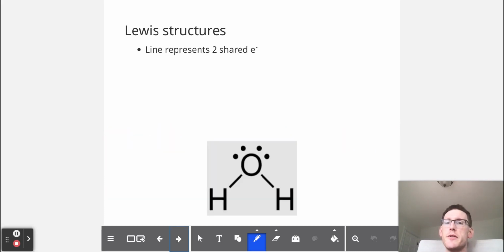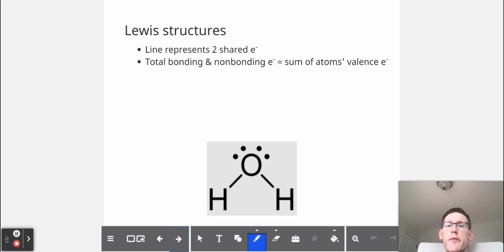Lewis structures are used to depict covalent molecules. The lines that you see here represent shared electron pairs. In a Lewis structure, the total number of bonding and non-bonding electrons is the sum of the valence electrons in the atoms involved. In this case, we have 6 for the oxygen and 2 for the hydrogen total, so that's 8 total, and we have 2, 4, 6, 8 electrons shown in this structure.